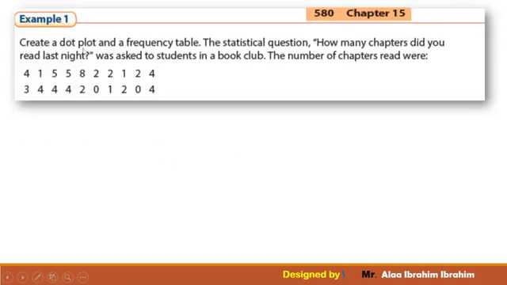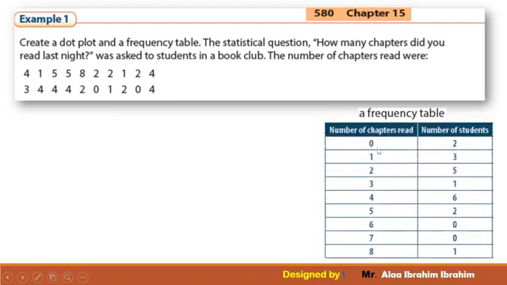example: create a dot plot and a frequency table, both of them. The statistical question here is, how many chapters did you read last night? The question was asked to students in a book club. The number of chapters read were like this example. I give you a survey or something for the students in this club, so we have to count it and make it like a frequency list.